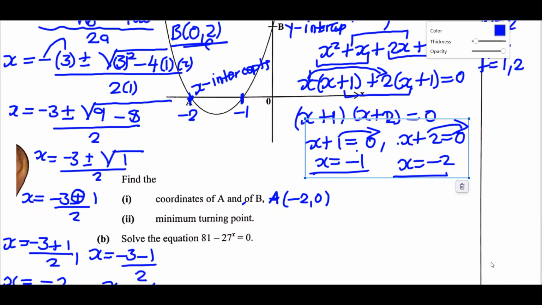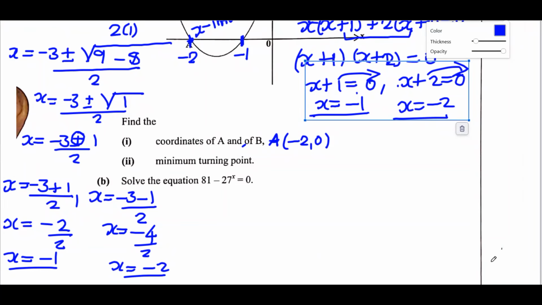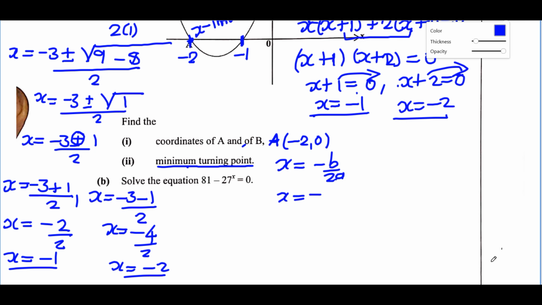Then we move on to question Roman number 2. So for Roman number 2, we just need a minimum value. So minimum turning point, we need to find the x. So the x is -b divided by 2a. So x is equal to negative. What's the value of b? Remember, we said the value of b is 3. Then the value of a is 1.